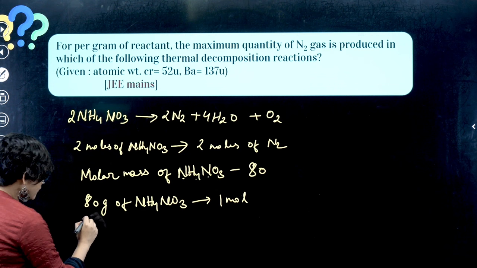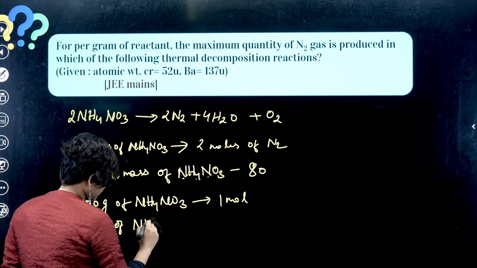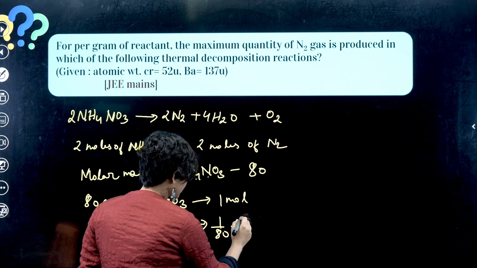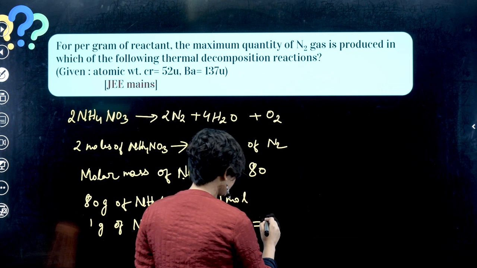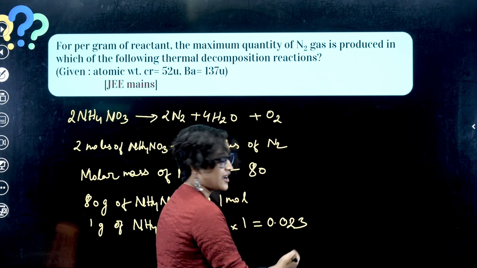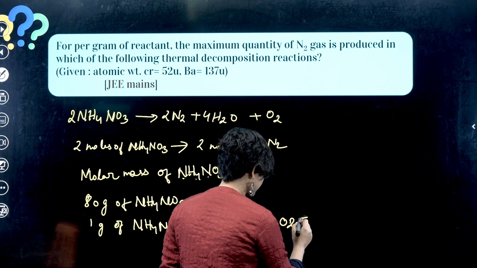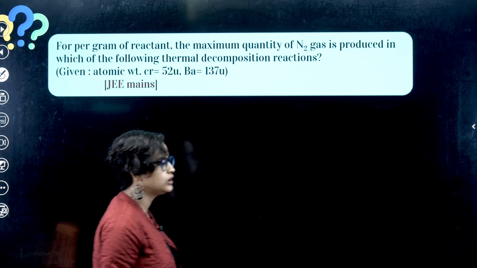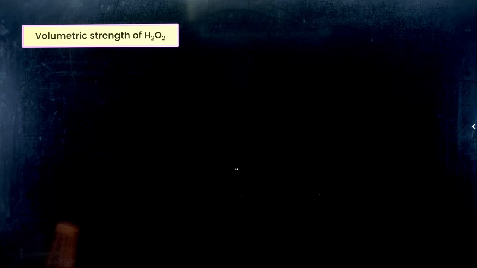Now, 1 gram of NH4NO3 will be basically 1 by 80 into 1. Calculate this, how much will it be? Is it 0.023 or 0.025? 25 maybe. Now exactly like this, you have to do it for all the rest of the options and then calculate, okay?